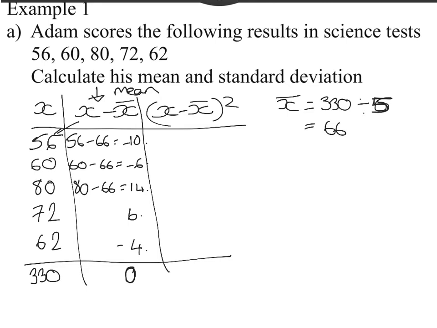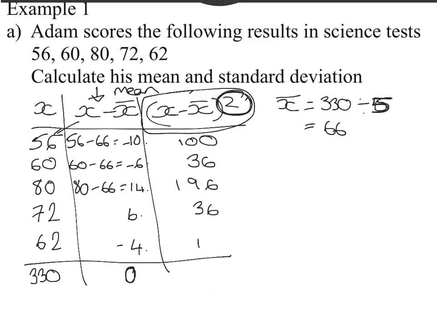Okay, this column here that I'm circling looks very like the middle column, but the difference is there's a squared on it. So all we actually do is square each of these numbers. Now please remember, all numbers squared turn positive. So minus 10 squared is 100, minus 6 squared is 36, 14 squared is 196, 6 squared is 36, 4 squared is 16.